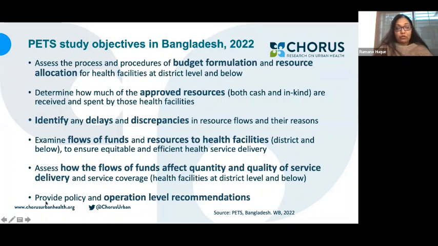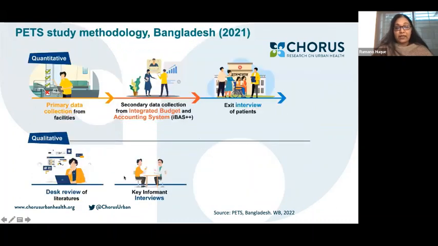We also looked into the quantity and quality of service delivery, and tried to provide operational level recommendations to the government. I just gave examples of the objectives, because these can vary across countries depending on their need. We tried to look into the equity issue, but there are other ways of looking into equity. So we should not consider that public expenditure tracking surveys should only focus on these. This can be adjusted depending on the country's need. They can focus only on efficiency or equity or both, and can use other tools as a complement to the public expenditure tracking survey.